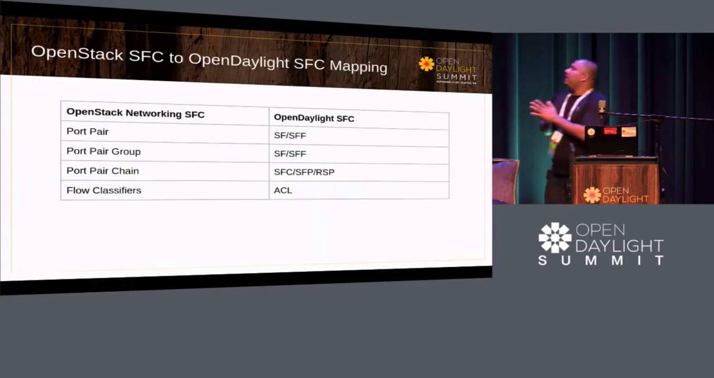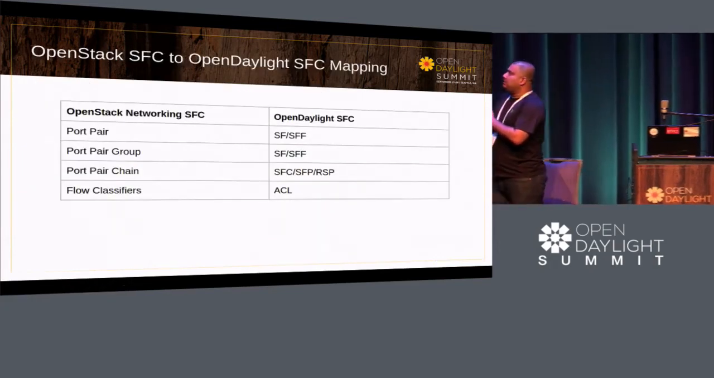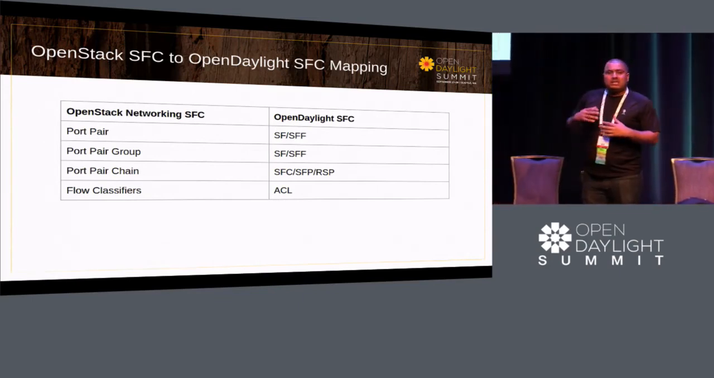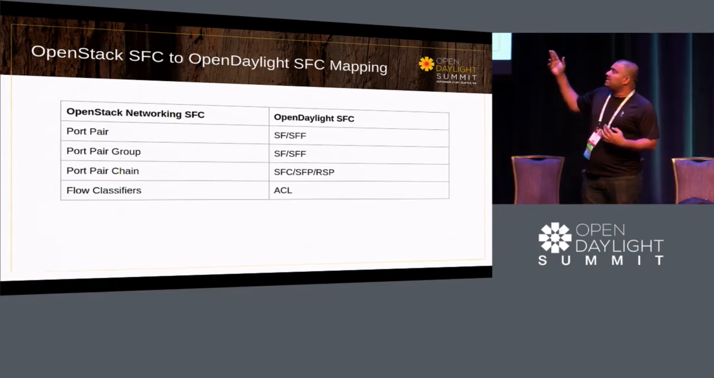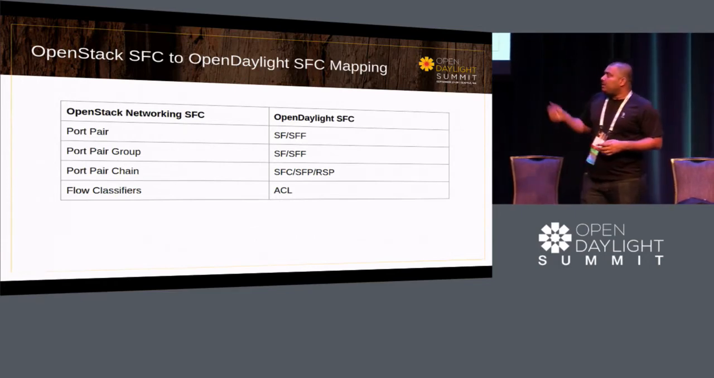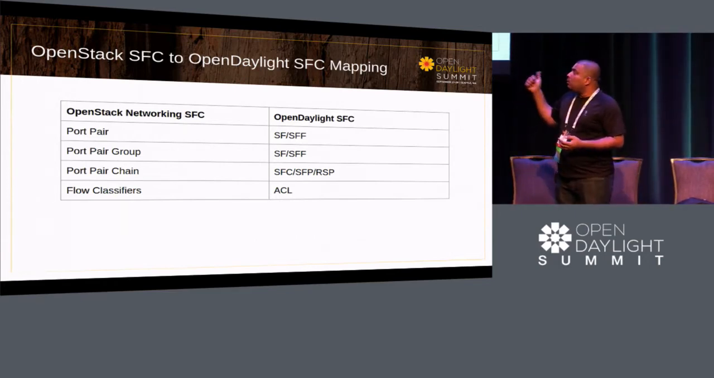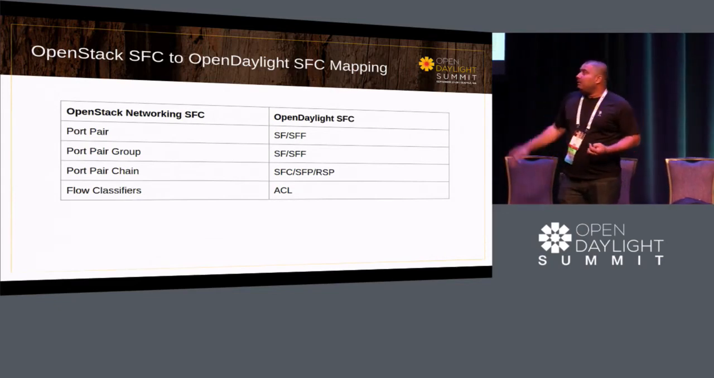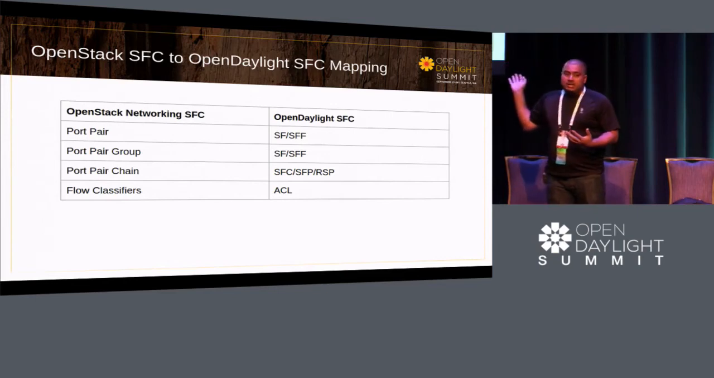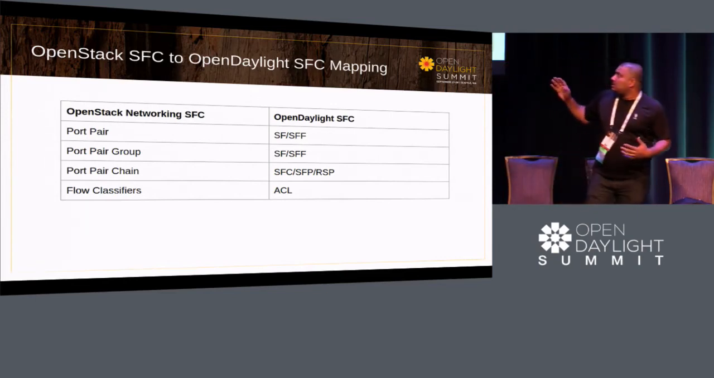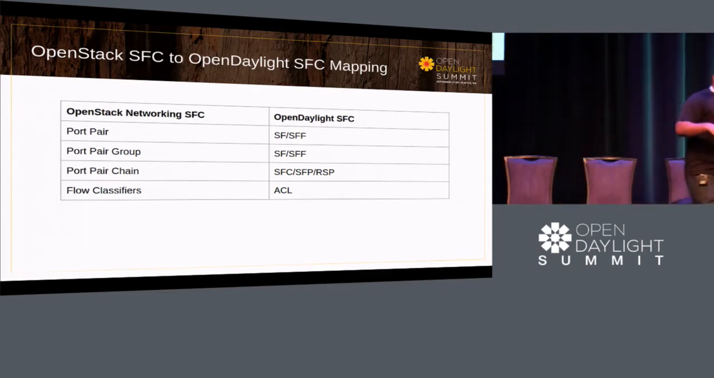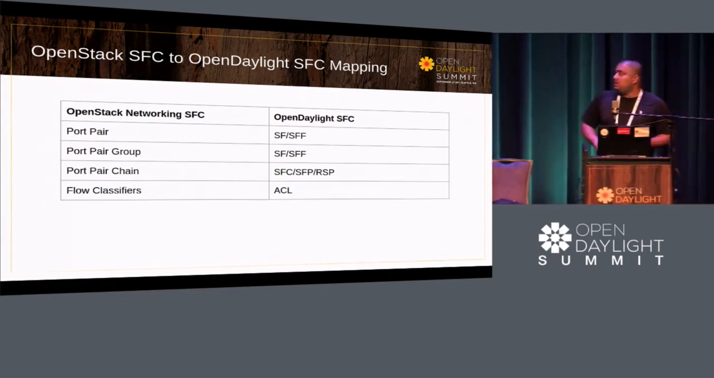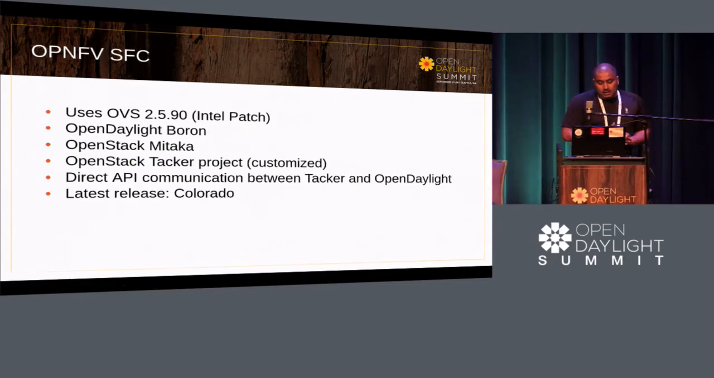Okay, so this is how the mapping generally happens. We get a port pair and a port pair group, and we use these details to generate SF and SFF. Then we get a port pair chain, and the port pair chain will generate SFC, SFP, and RSP. And then flow classifier data is converted to ACL. So this is pretty much the simple mapping. I don't really want to go into detail of how the one member to another member mapping is, but at a high level this is how we map it.